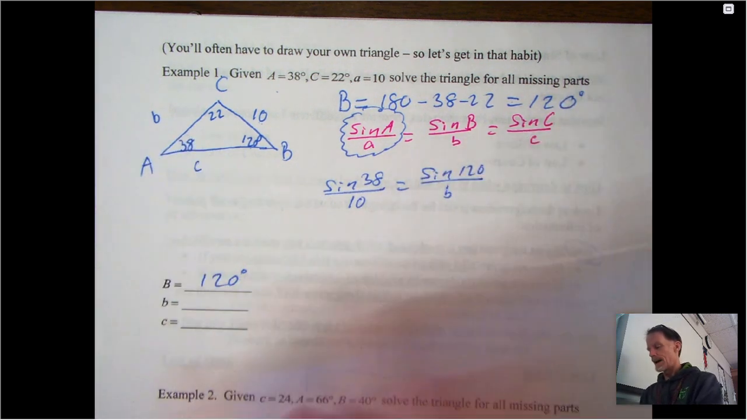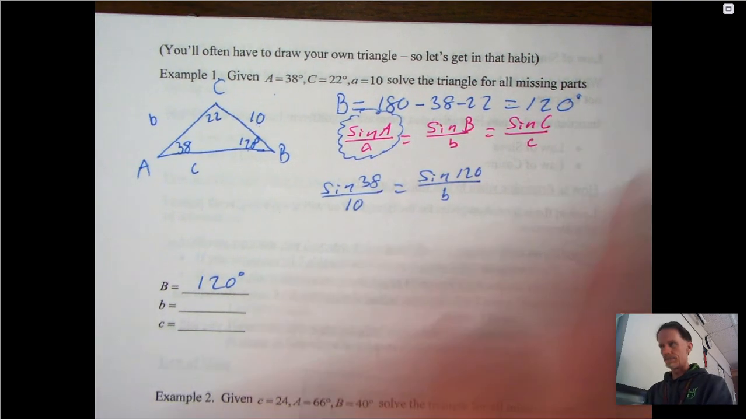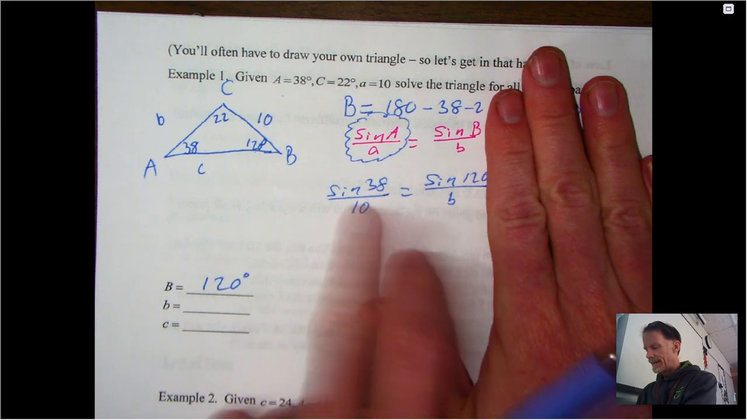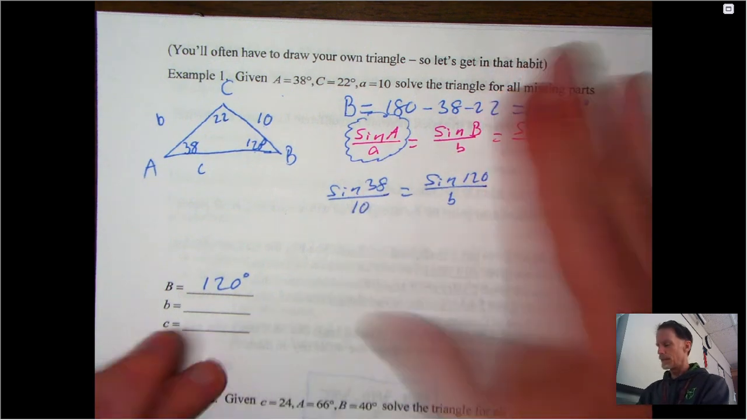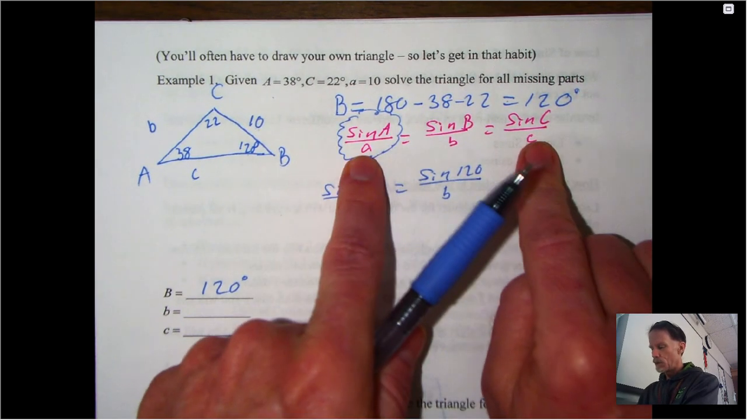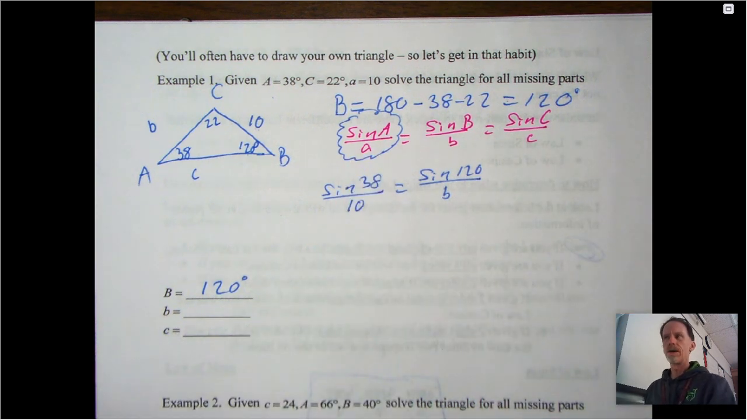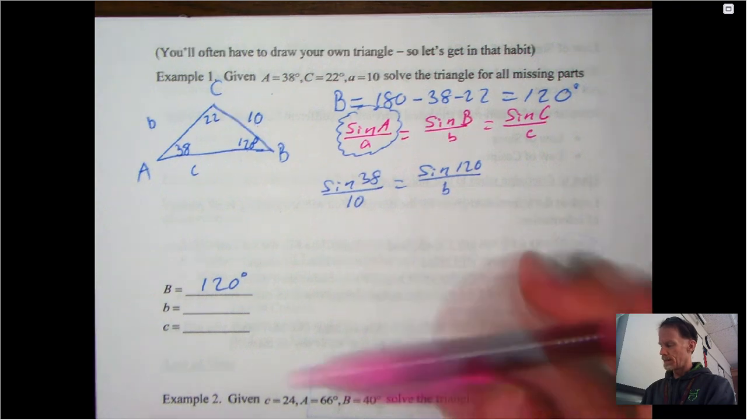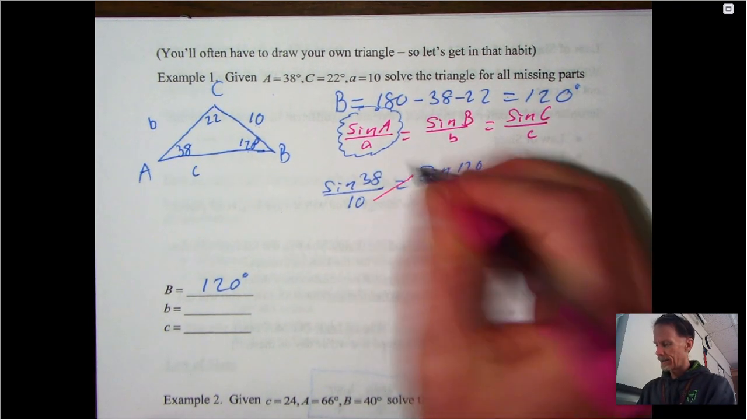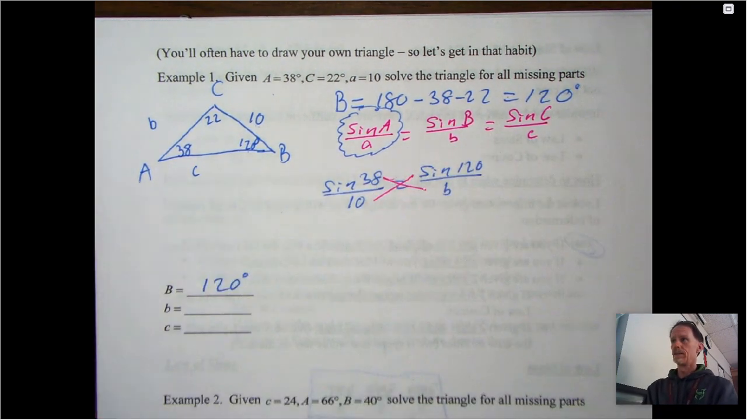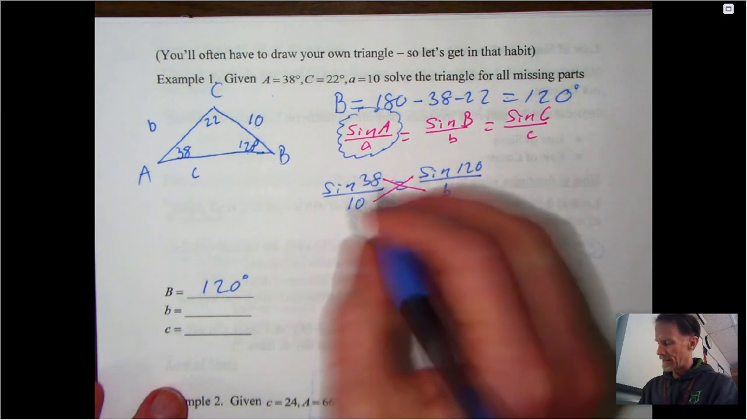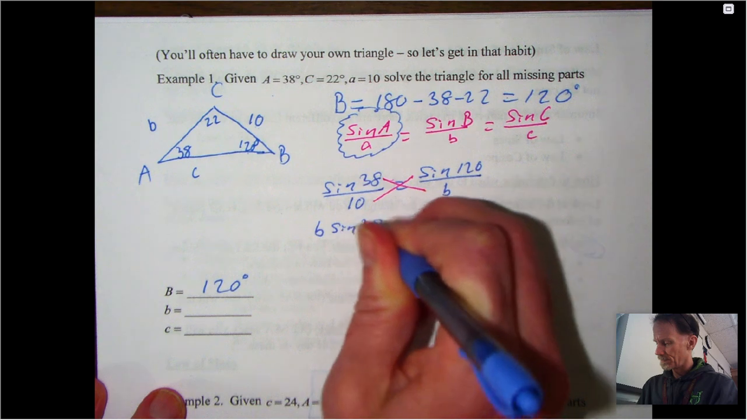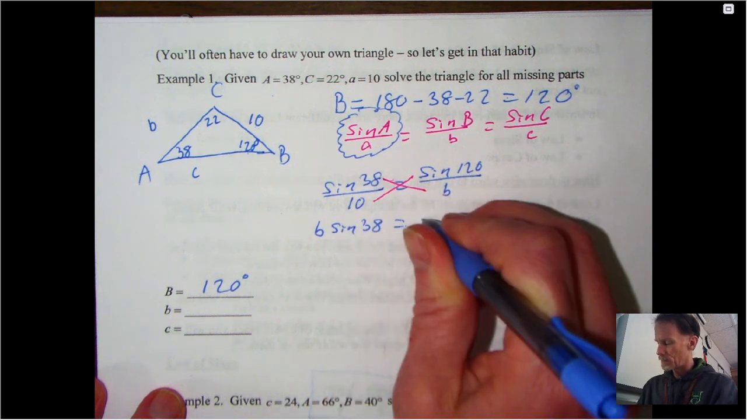Now, you only do two at a time. I know all three of them are equal, and they're like, do you do all three? No. You just do one thing at a time so you can find side B, and then we'll do it again and set these two equal to each other to find side C. Okay? And this is your old friend, cross multiply and divide. So I'm going to write that as B times sine 38 equals 10 sine 120.